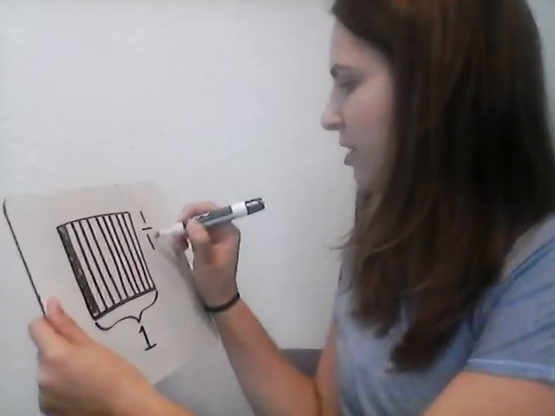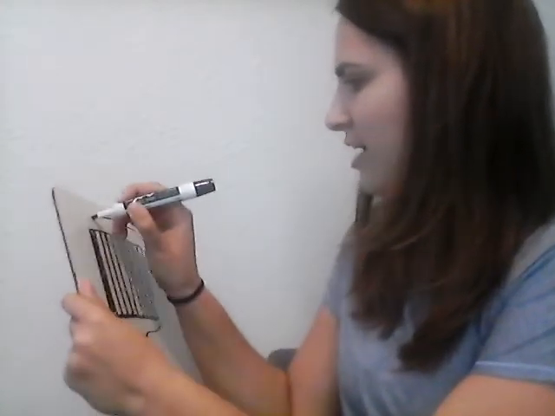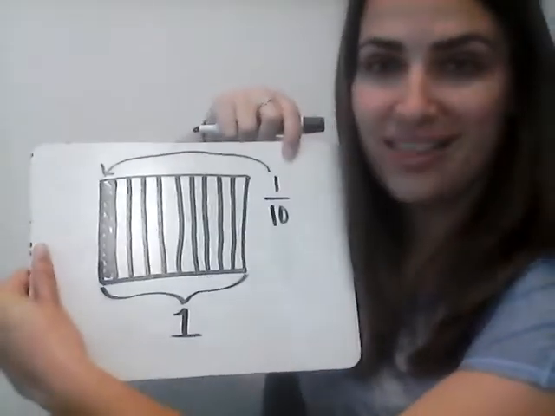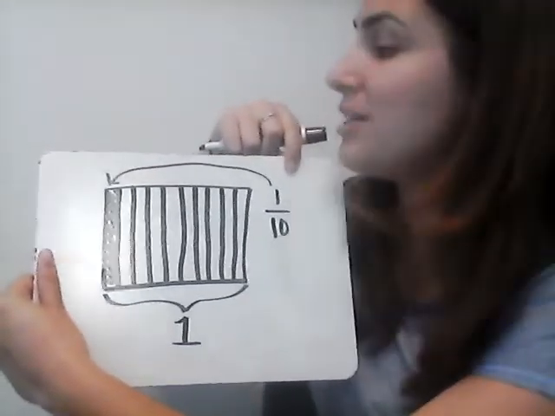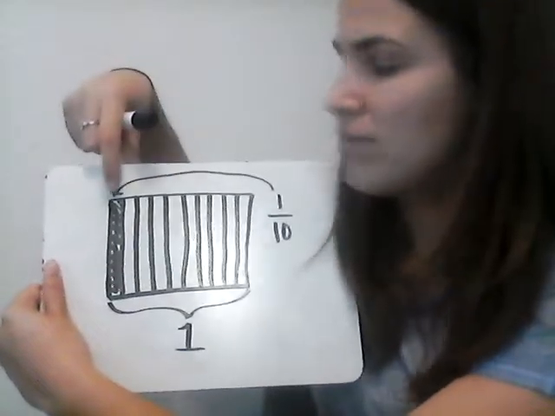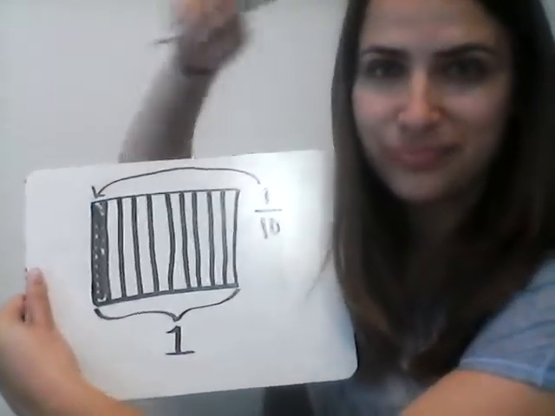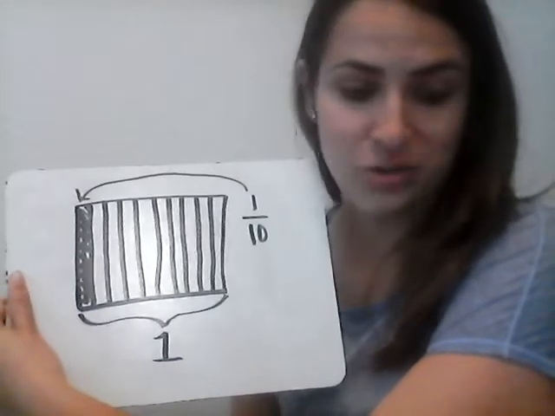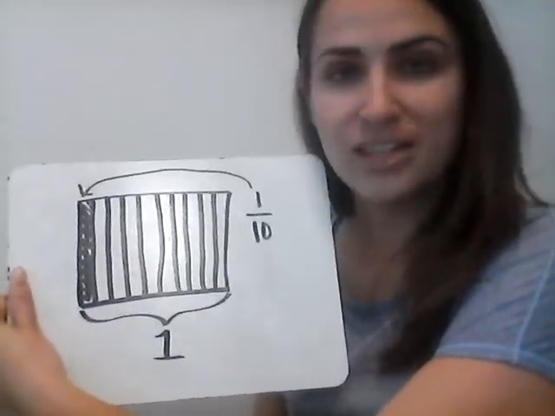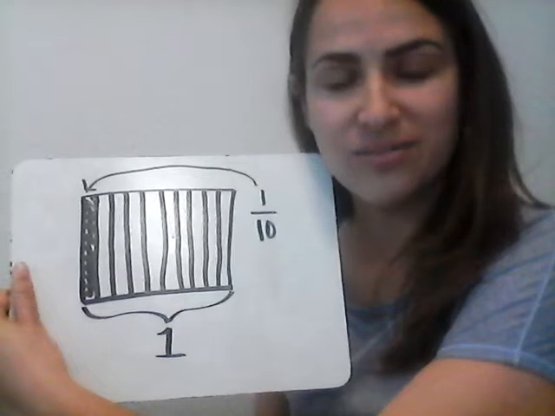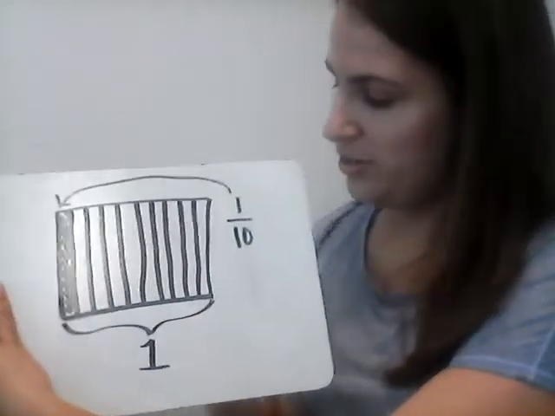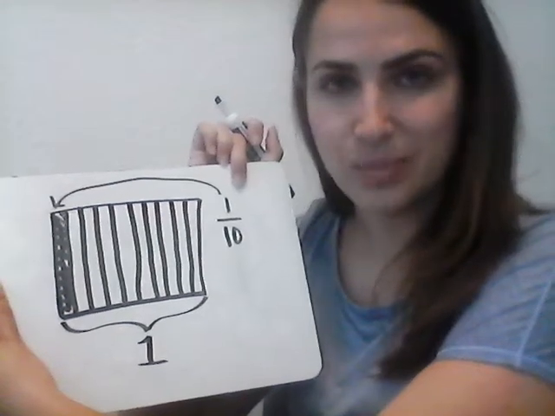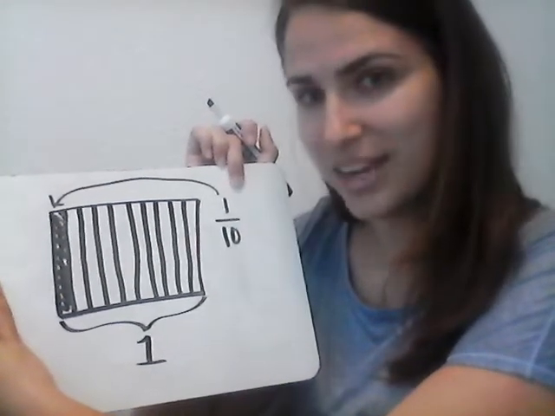I'm just going to write it over here on the side and draw an arrow. There we go. Okay. So we would call this 1/10 because we have one whole that is split up into 10 parts. And only one of the parts is shaded, so we have 1/10. Now, fractions and decimals are very much related. Fractions and decimals both show parts of a whole. So if we were to write 1/10 as a decimal, how do you think we would write it?